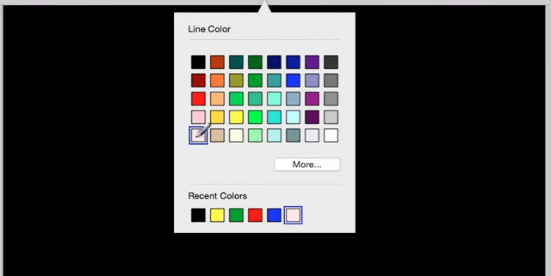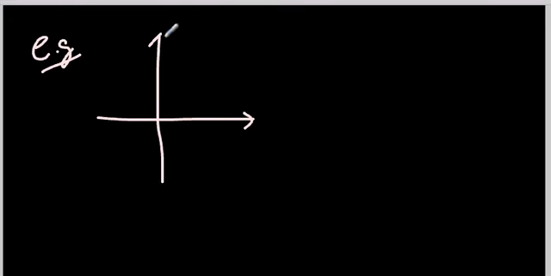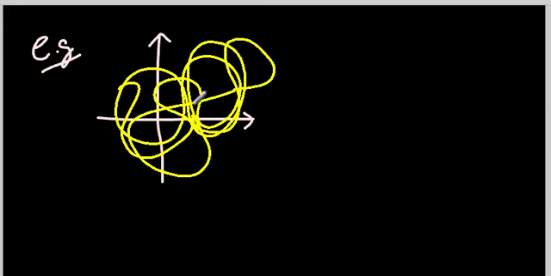And finally, let me give you my last example. Once again, here's my X and Y axes. Let's say I have something like this. This too is a relation. Anything you draw, any collection of points, is basically a relation.